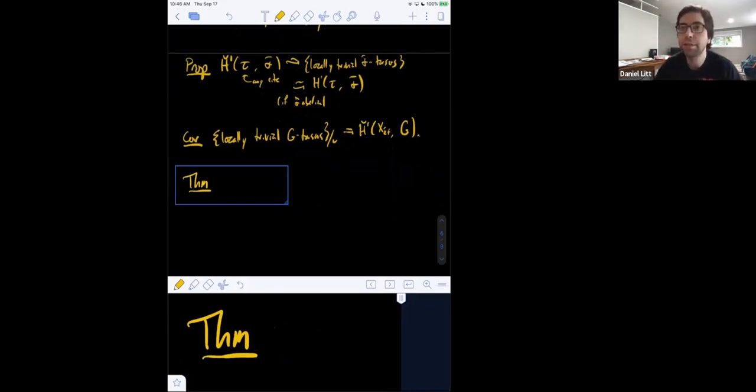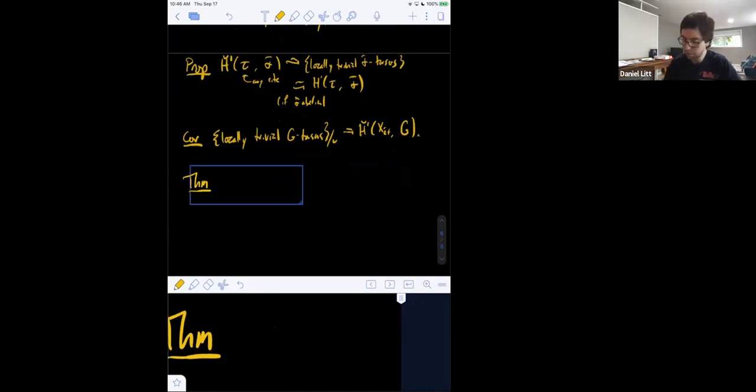So Ben asks, does Čech H1 always compute derived H1? That's true, and the proof is the same as usual, with the Čech-to-derived spectral sequence. Yeah, that's a good question, Ben.